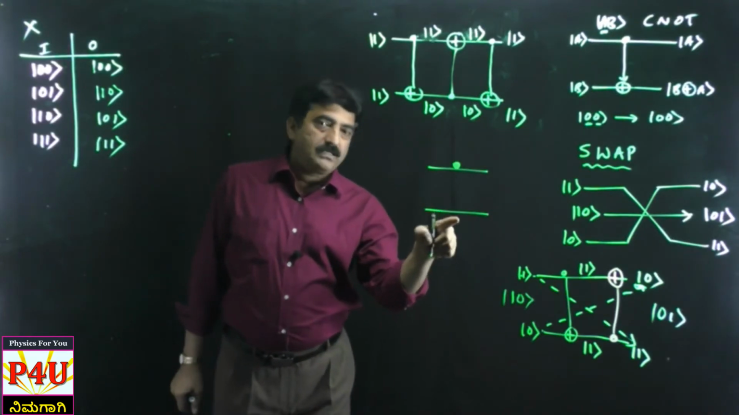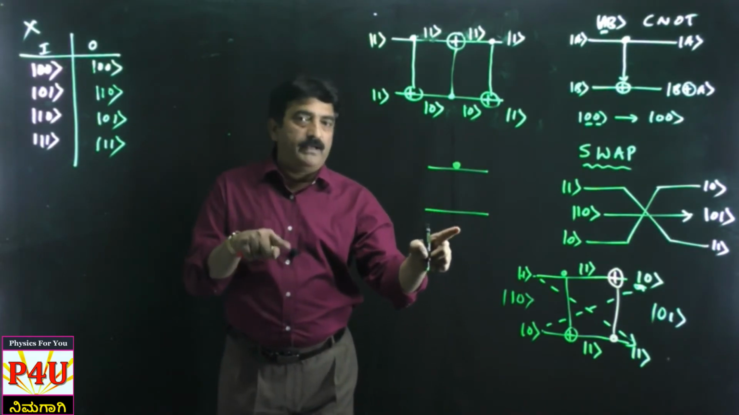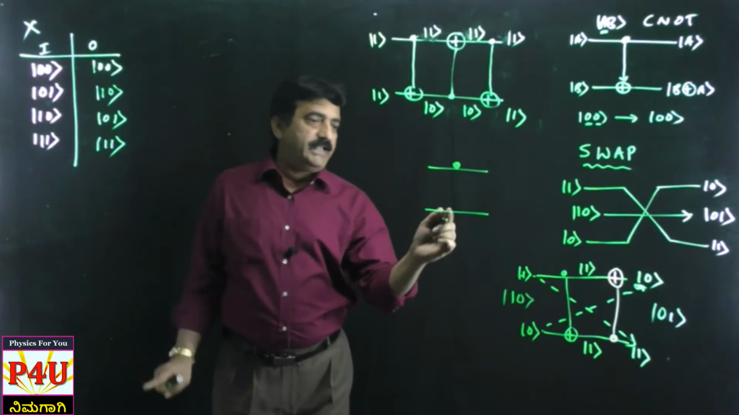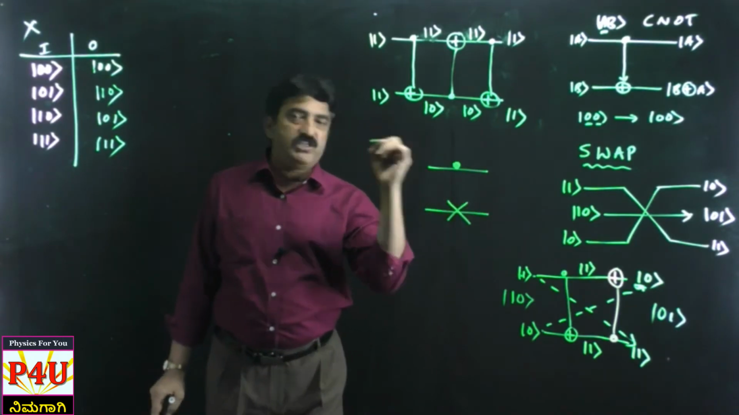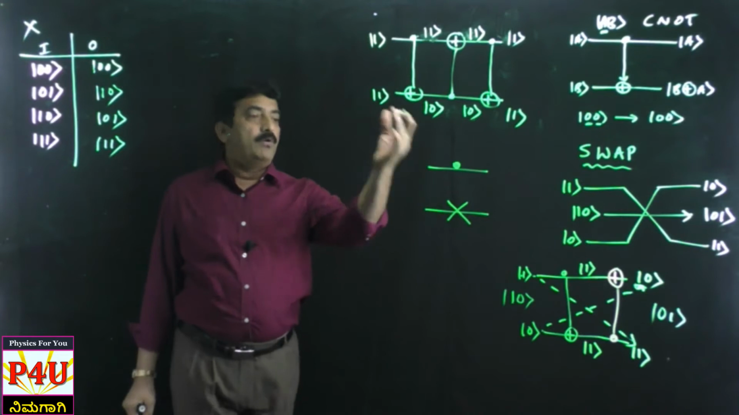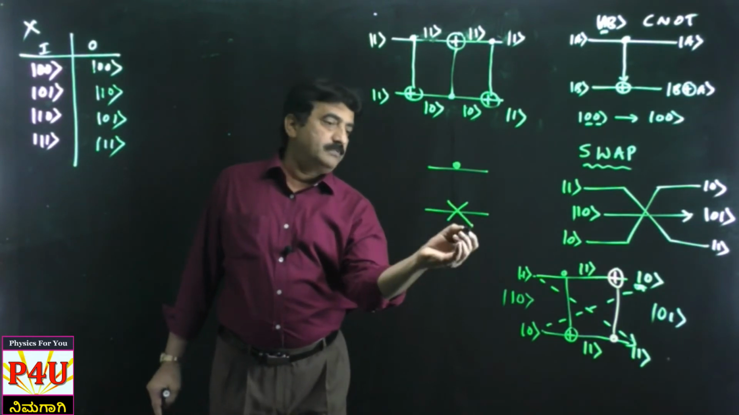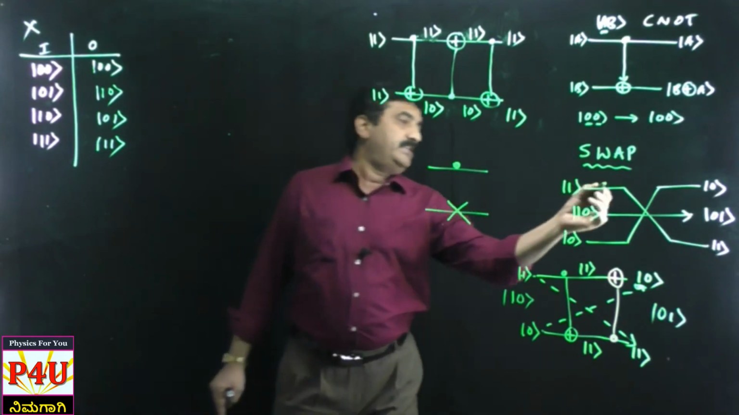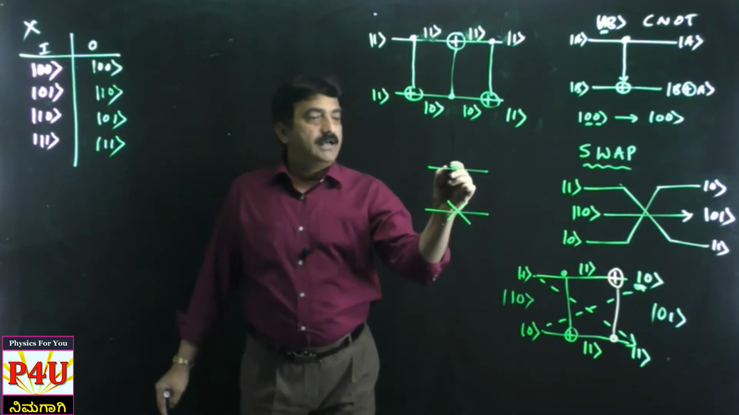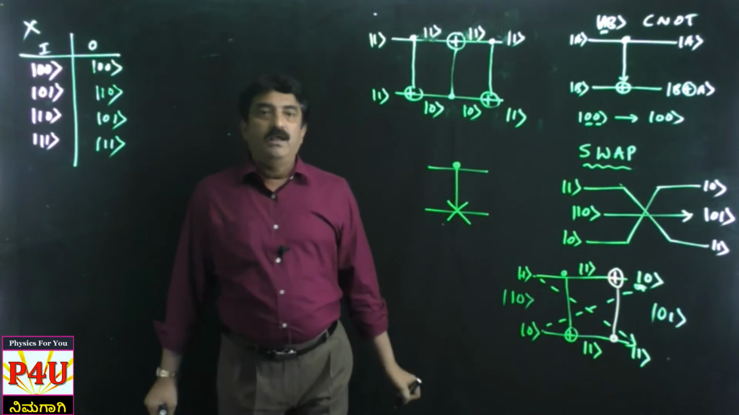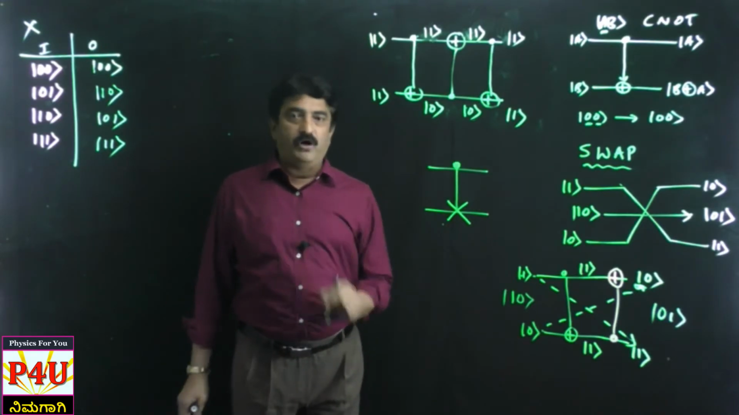When control acts on the target, what will happen? Target won't remain as it is, it will change. How will it change? It will act like a Pauli X gate, therefore I have written X. So it will flip, 1 becomes 0, 0 becomes 1. So this X I have written. So this is the circuit symbol of the gate. I hope you got it.